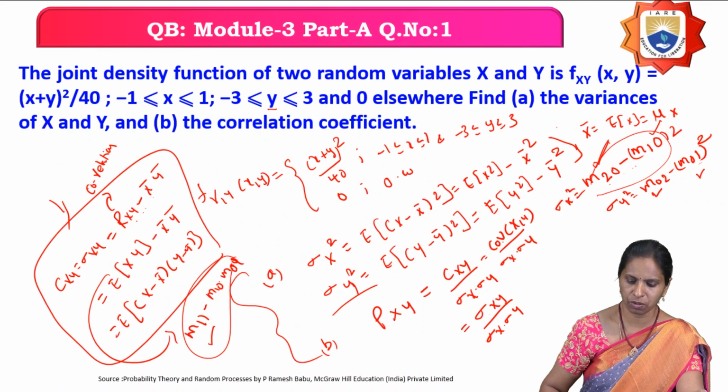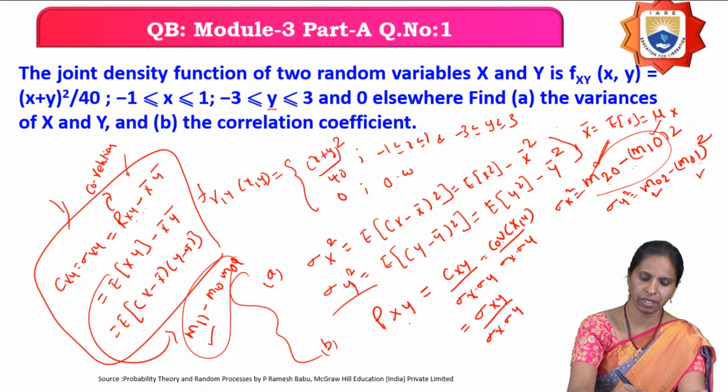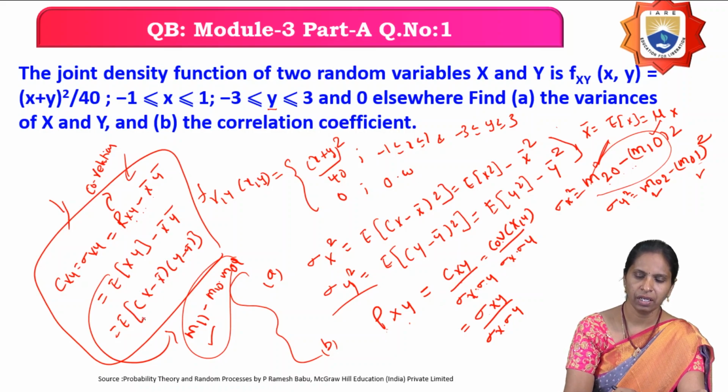What is the covariance formula written? The correlation coefficient rho xy is equal to what? Cxy by sigma x into sigma y. So, Cxy is nothing but the covariance. What is the covariance formula? Expectation of x minus x bar into y minus y bar.